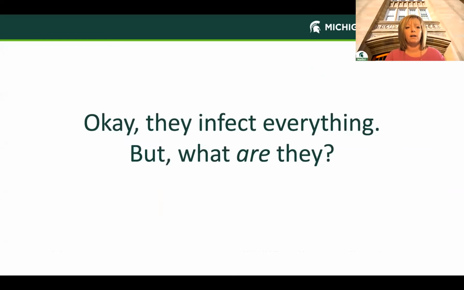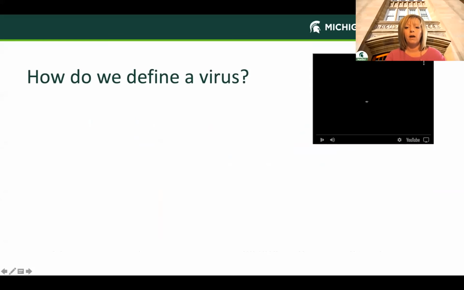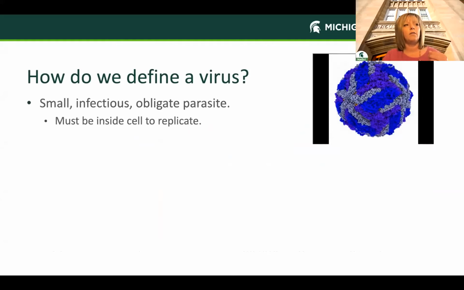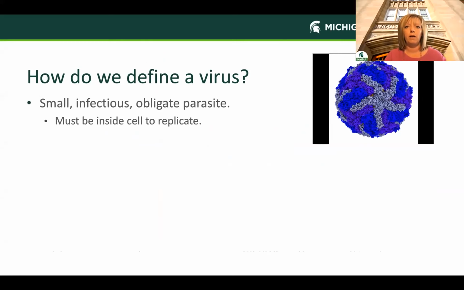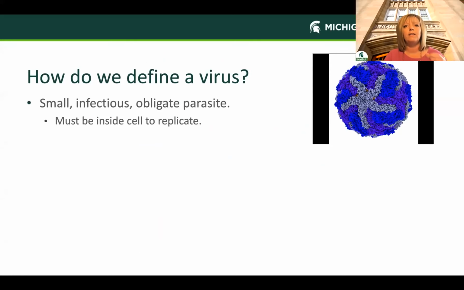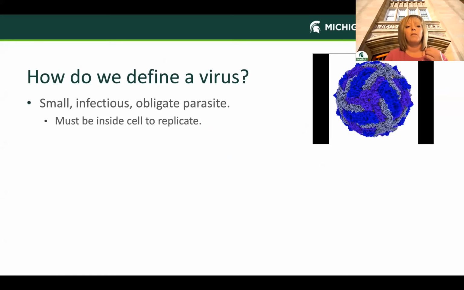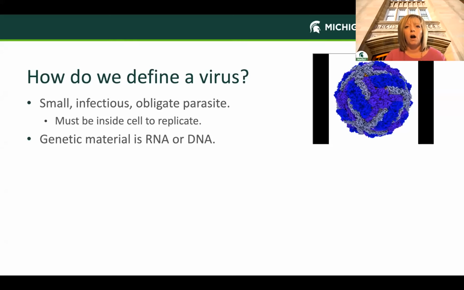And so now I wanted to take some time to really define what is a virus. How do we go about defining a virus? The first thing we want to consider is that these viruses are small, infectious, obligate parasites. And what that means is they need to be inside a cell in order to replicate. The next thing we want to think about is the genome. The genome can be made of either RNA or DNA.